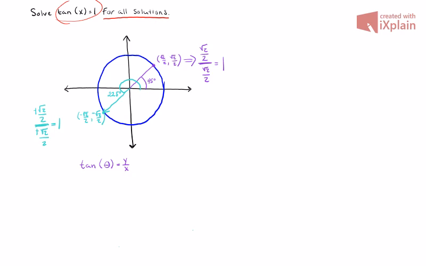So if we think about this, there's a couple ways that we can look at this, and we want to try to streamline this as best we can. So what I want to note here is, essentially, my x values that I'm going to work with are going to be pi fourths plus 180 degrees, or pi, times k, where k is an integer.